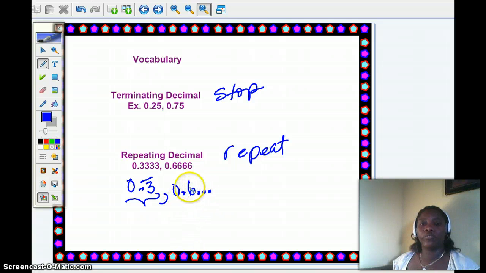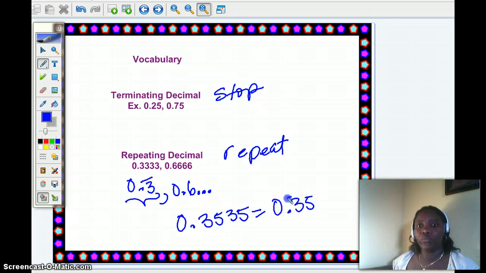Also, sometimes we have a pattern that is being repeated. For example, we have 0.35. Okay, in this case, 353535 keeps repeating, so we will write this as 0.35 with a line over it as a number that keeps repeating.